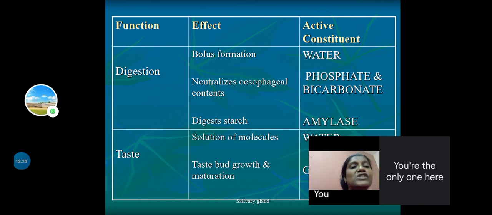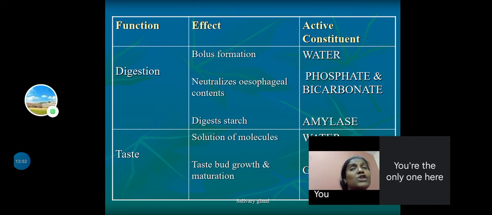So bolus formation is the first step for digestion, and that is brought about by water. We know saliva is predominantly made up of water. So the water in the saliva helps in the formation of a bolus. At the same time, we swallow numerous times in a day. Every time we occlude, we tend to swallow. With this, the saliva is passed down into the esophagus so that it reaches the stomach.